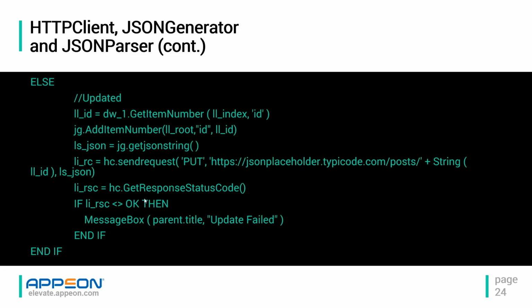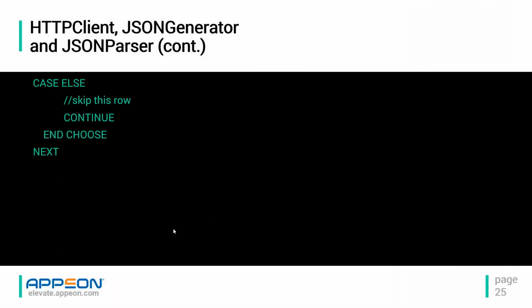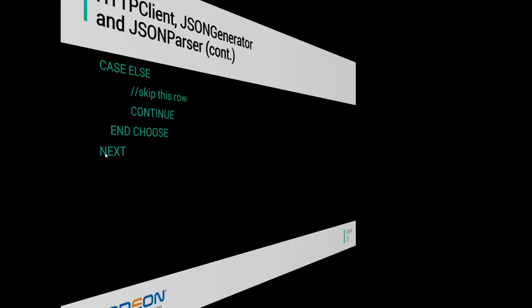I'm checking the response status code. If it's not okay, I just say update failed, otherwise it worked, and we move on. Because what we've done also is we've done the inserts, and we haven't done the deletes yet. We'll get to that in a minute. If the row is not new modified or data modified, then I don't need to process it. And that's what this last piece is for, the rows that are not modified. I just skip them. So let's deal with deletes.